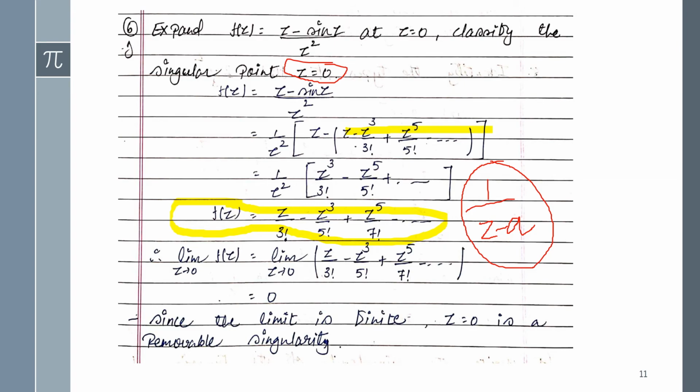Okay, so here I have written: since the limit is finite, z equals 0 is a removable singularity. I hope you all are getting this, guys, and there are so many examples of this particular method. There are still many examples remaining. So let's continue with the next slides.